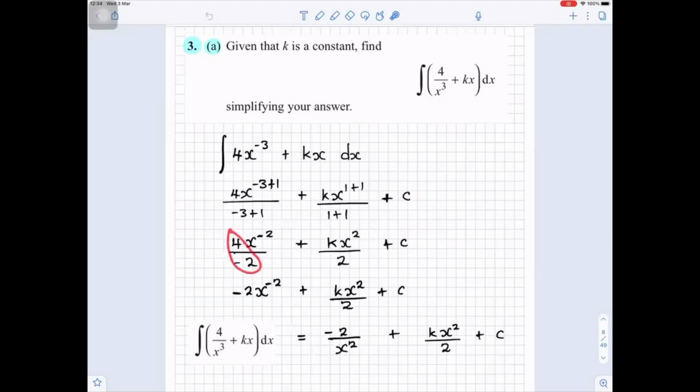4 divided by minus 2 gives you minus 2. So it's minus 2x to the minus 2 plus kx squared over 2 plus, don't forget the constant of integration c. So that's your answer for when you integrate it.